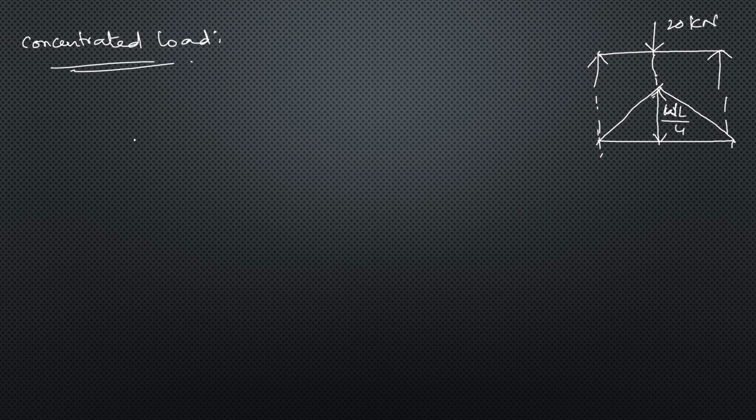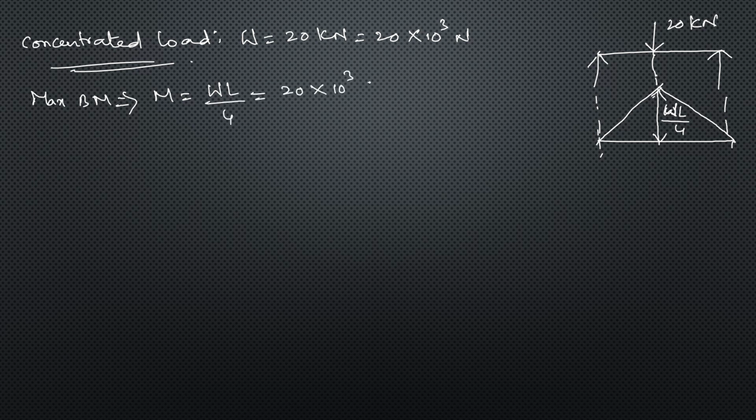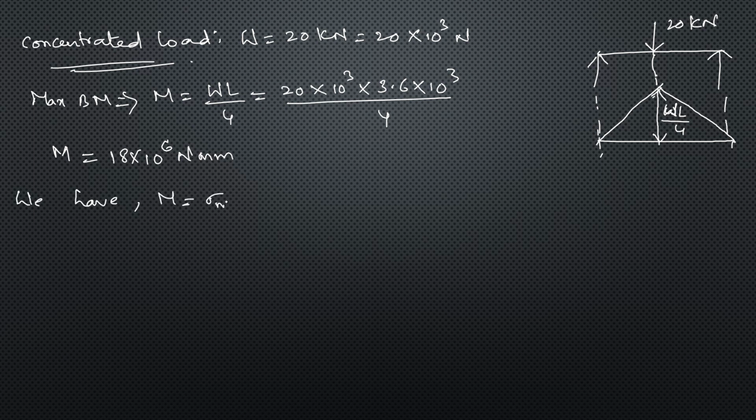So when the beam is replaced with a concentrated load, now your capital W becomes 20 kilonewton, which is 20 into 10 power 3 newton, and the maximum bending moment is equal to, what is the formula? M is equal to WL by 4. So which is equal to 20 into 10 power 3 into L value, 3.6 into 10 power 3, by 4. So if I solve this, my maximum bending moment comes out to be around 18 into 10 power 6 Newton mm.